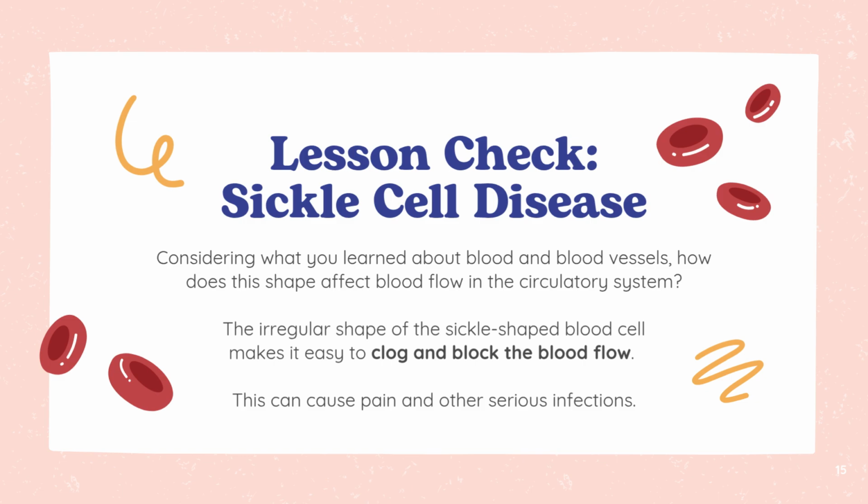Considering what you learned about blood and blood vessels, how does this shape affect blood flow in the circulatory system? The irregular shape of the sickle-shaped blood cell makes it easy to clog and block the blood flow. This can cause pain and other serious infection.